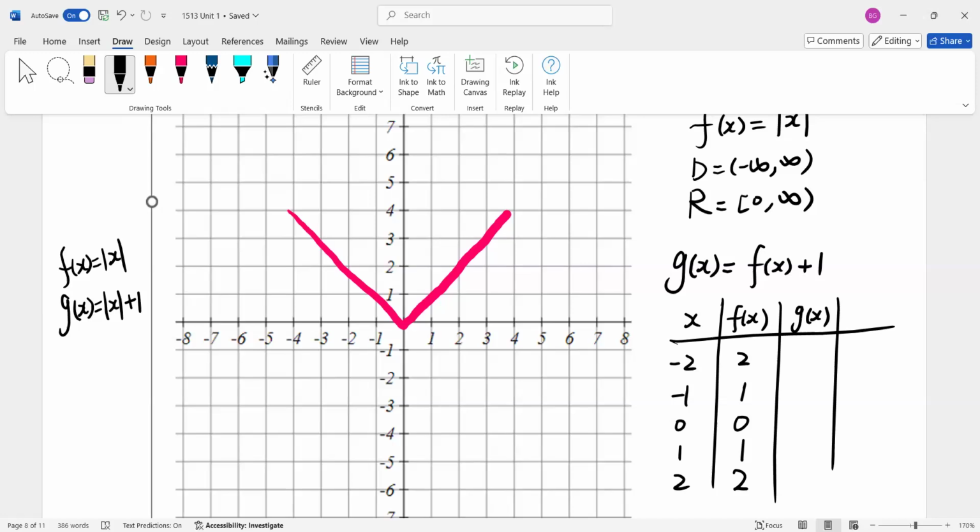Guys? Yeah, I understand. Okay, perfect. I'm just filling the blanks in the table.